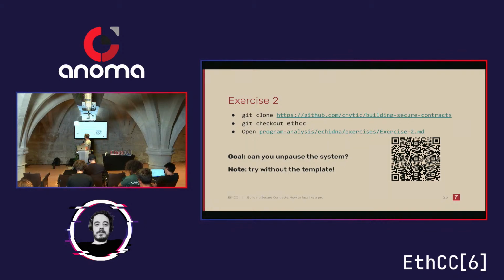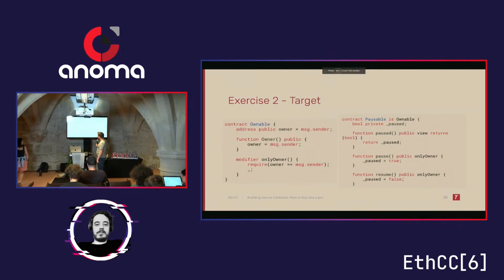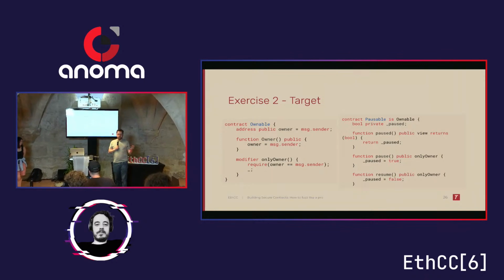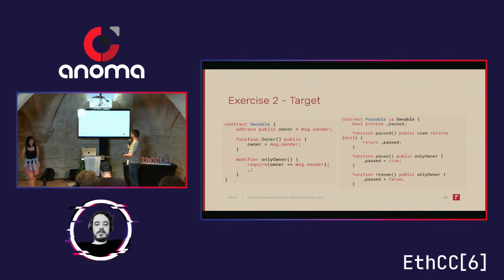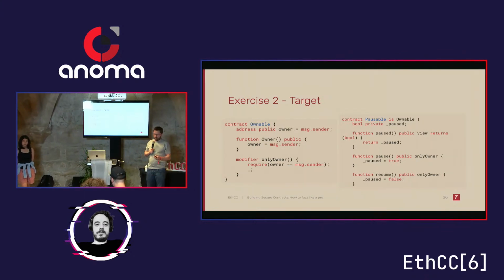Okay, how many people managed to solve this one? Oh, nice. We're making progress. So for this one, we have this target contract. It has some ownership features with some access control, and it's a pausable system. So you have a pause function and a resume function.